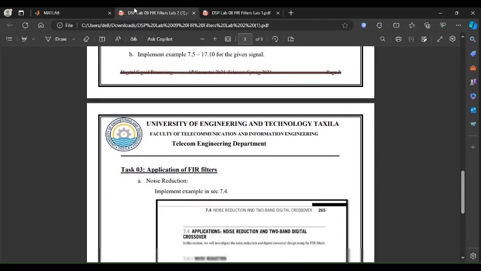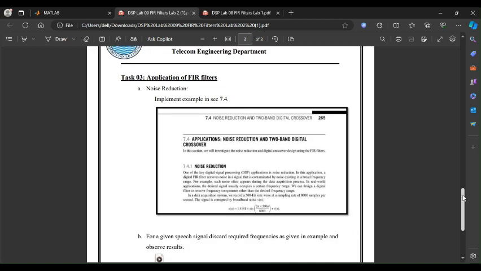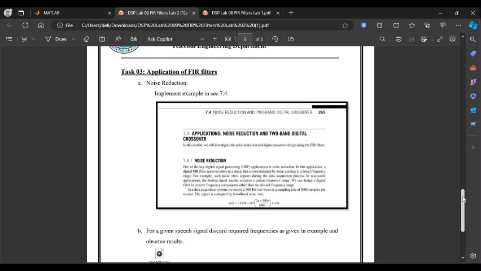Now the next task is the applications of FIR filters, and the first one is noise reduction. Implement the example in section 7.4. Here is section 7.4, which shows the application of noise reduction and a two-band digital crossover.